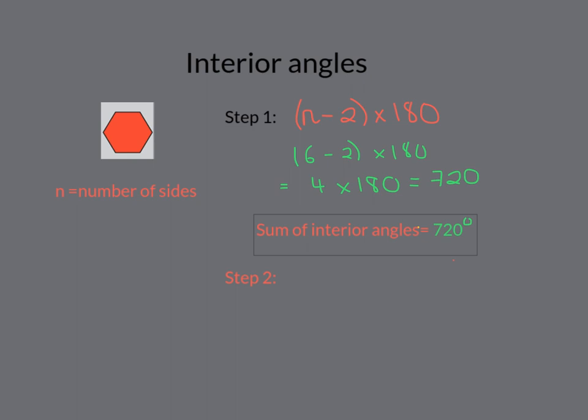Now in step 2, 720 is the total of the interior angles. We just want to work out how much one interior angle is. So what you've got to do is take the sum of the interior angles and then divide that by n, the number of sides. So for our hexagon, it'd be 720 divided by 6, so each of the interior angles is going to be 120 degrees.